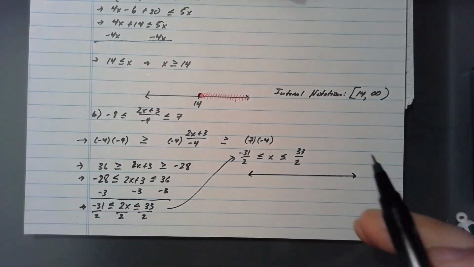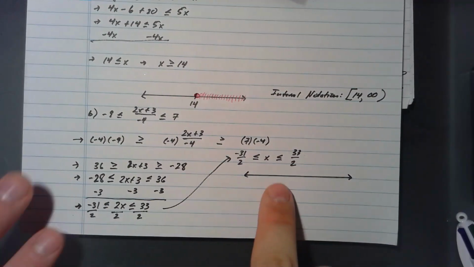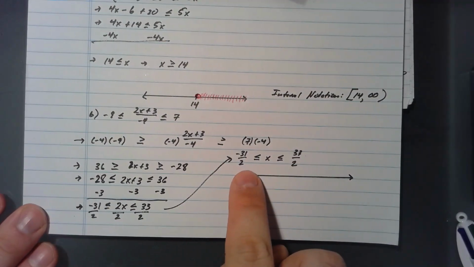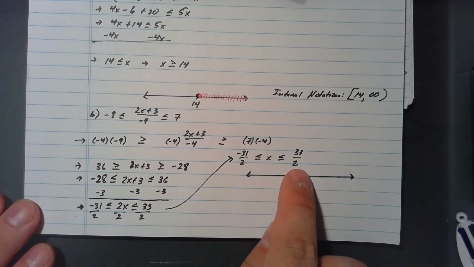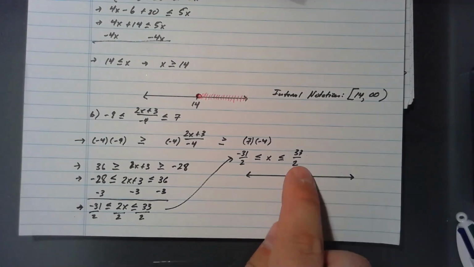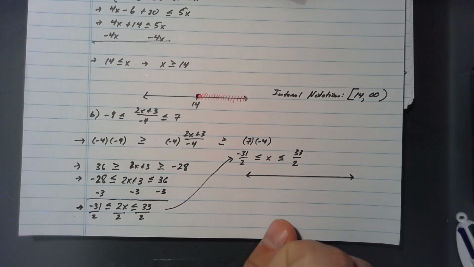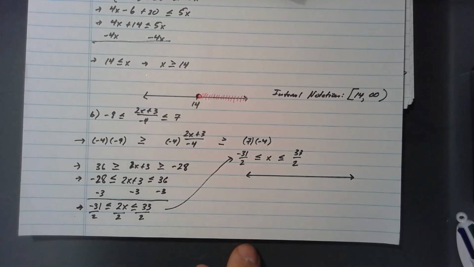So if I draw this on a number line, this means x is caught between -31 over 2, which is -15.5, and 33 over 2, which is -24.5, I think. Let me use my calculator. Nope, 16.5. I couldn't be more wrong. Oh boy.